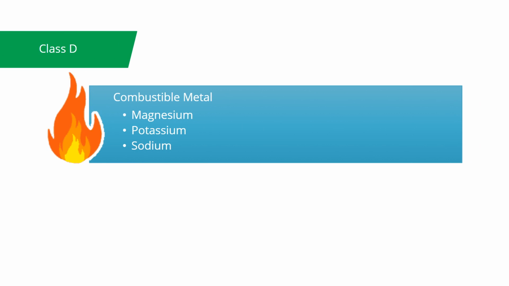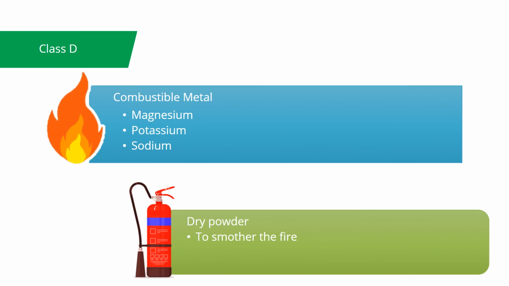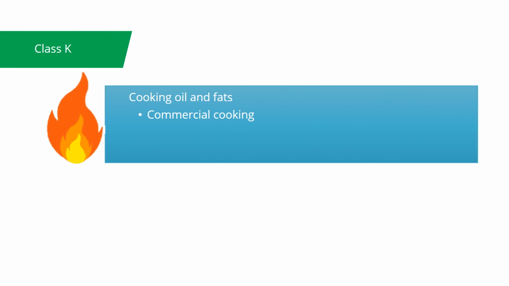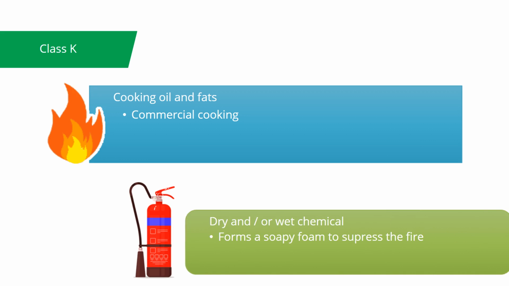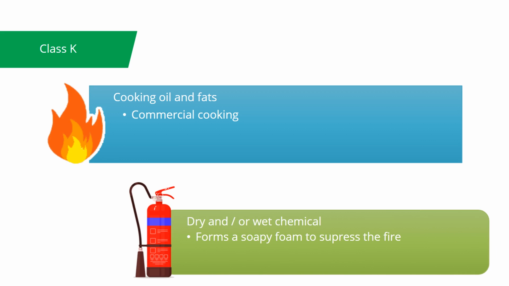A Class D fire occurs when the fuel is a combustible metal. A Class D fire extinguisher contains dry powder to smother the fire. A Class K fire occurs when cooking oils and fats ignite, usually in commercial cooking areas such as restaurants and cafeterias. A Class K fire extinguisher contains a dry and/or wet chemical mixture which forms a soapy foam to suppress the fire.